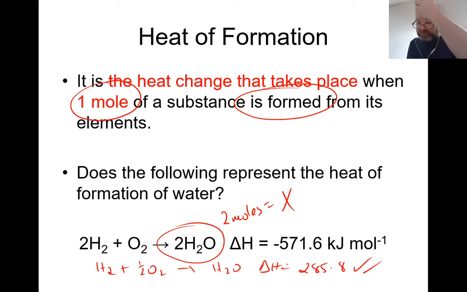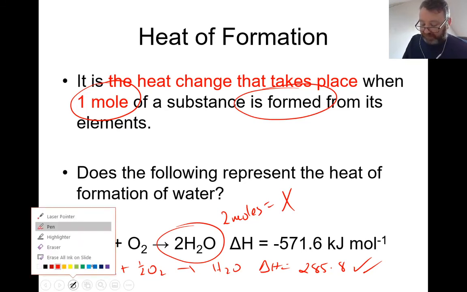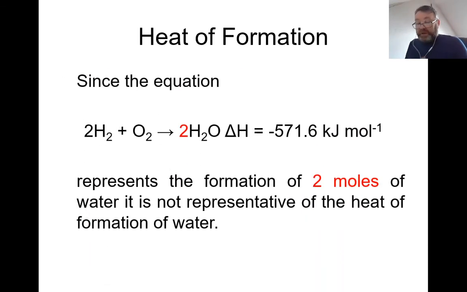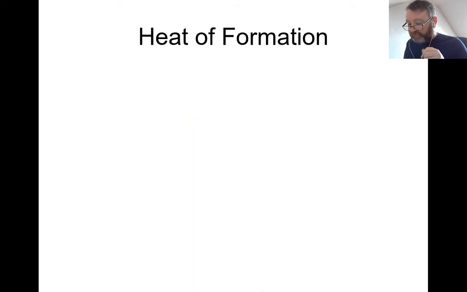Okay, and that would be the correct way to line up the chemical equation with the definition for the heat of formation. So please remember, it is the heat change that takes place when 1 mole of a compound is formed from its elements. Okay, and that's what we have to remember. So since the equation leads to 2 moles of H2O, then this is not an equation that represents the heat of formation. Okay, it is not representative. So you have to be very, very careful, because they're going to throw these at you with various different changes to make sure you understand your definitions.